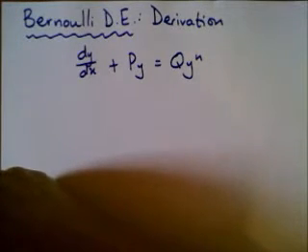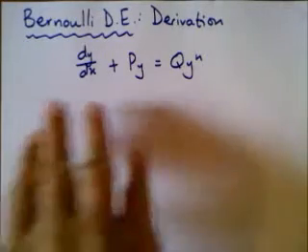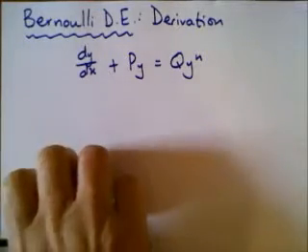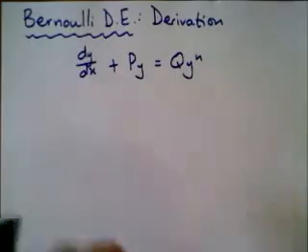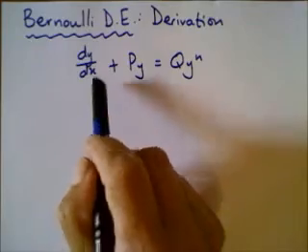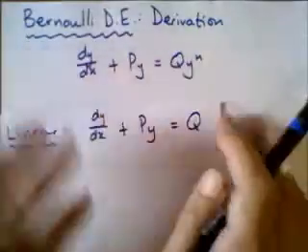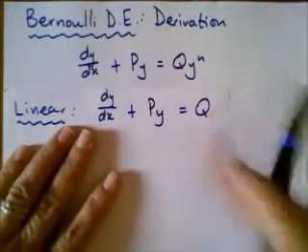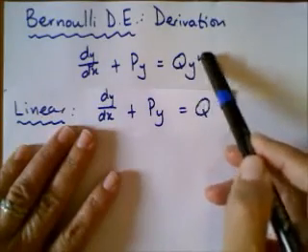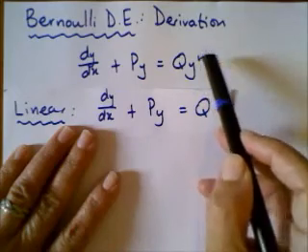In this video, we're going to be looking at Bernoulli differential equations, and I'm going to do a derivation which converts the Bernoulli differential equation into linear form. So, the general form for Bernoulli differential equation, as we've seen before, looks like this. The difference between this and linear is that you have a y to the power n. And that n, remember, can neither be 0 or 1.